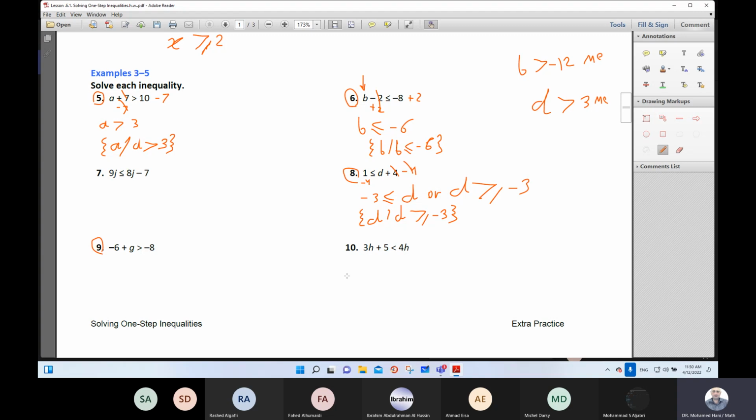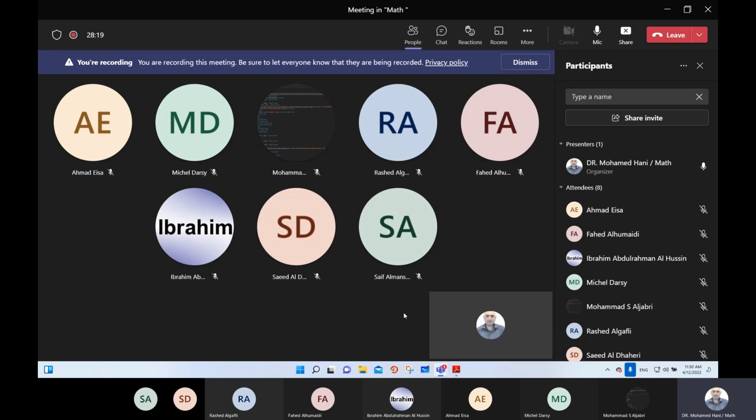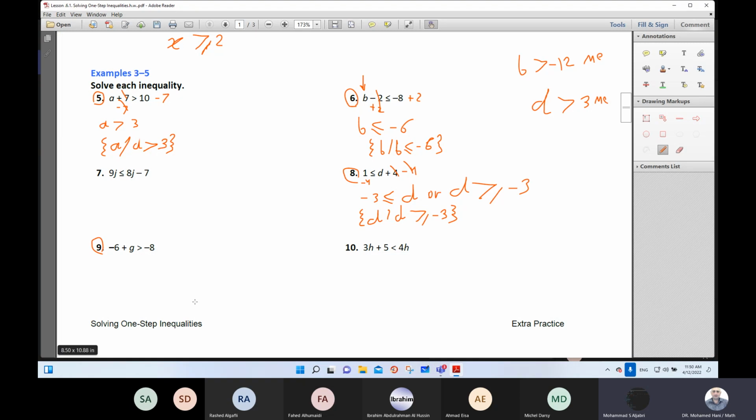Okay, who can tell me what is the answer here? What is the solution of this inequality? I couldn't find the answer. Yes, tell me, please. You didn't find, okay. Where are the students? Just I have Michelle in the class. Where is Ahmed Eid? Where is Muhammad? Where is Rashid? Fahad? Ibrahim? Saeed? Saif? Please, I want from all to work with us, please. Mister, I didn't find the answer.